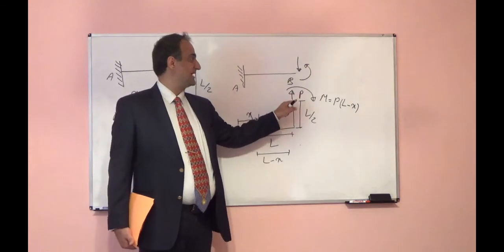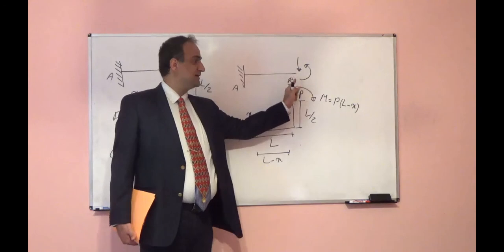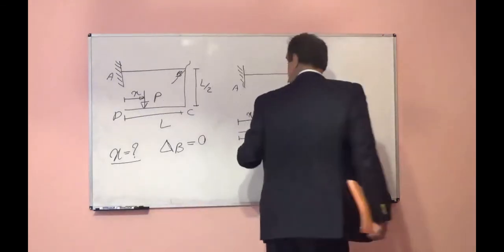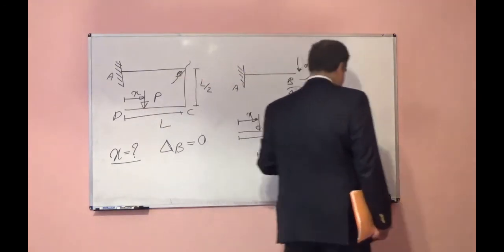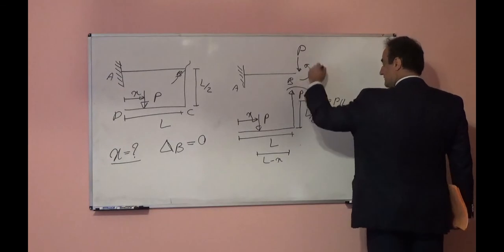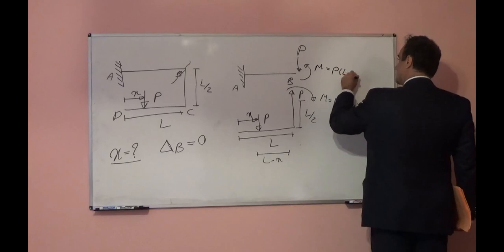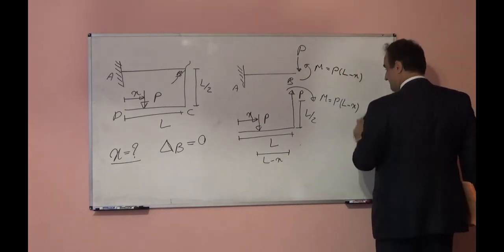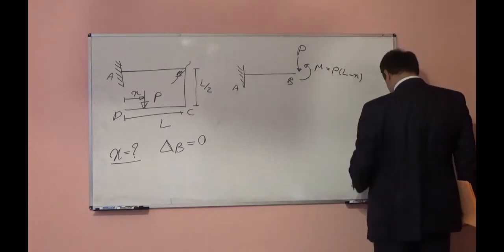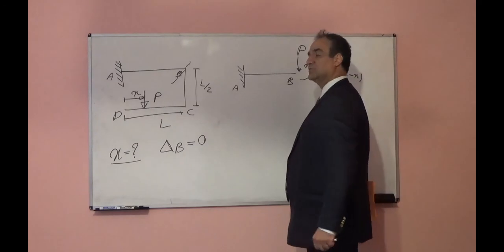These are reaction loads. The action of this part on this beam will be the force and moment in the inverse direction. So this piece will cause one vertical load here, P, and another moment counterclockwise, M equal to P times L minus X. So we can now simplify that problem to this problem. Now we know delta B is equal to 0.